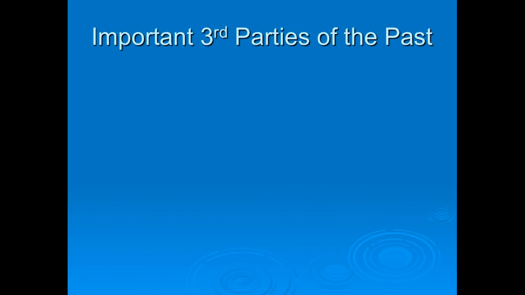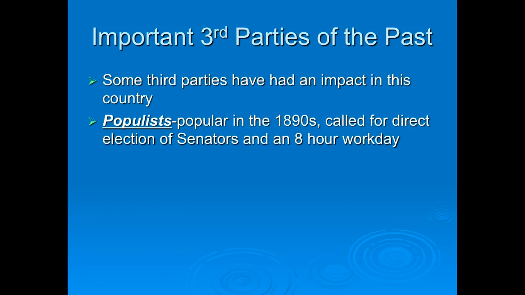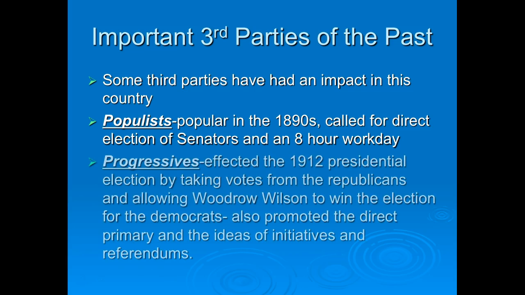In the past, we've had some very significant third parties, and some of them have had a very big impact on the country. The populists, which were very popular in the 1890s, were the ones that helped get the amendment for the direct election of senators. Remember, before we had that amendment, senators were selected by the state legislatures. They also argued for the 8-hour workday, so workers' rights. So the populist third party was very influential in making some of these key changes.